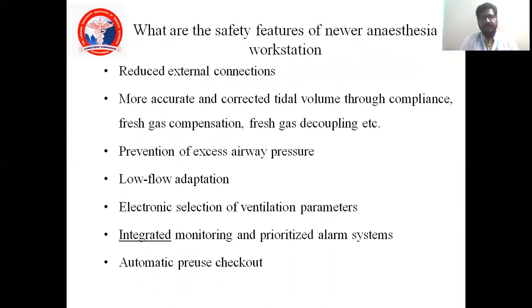And what are all the safety features of the newer anesthesia machine? It reduces external connections, gives more accurate and corrected tidal volume through compliance, fresh gas compensation, and fresh gas decoupling, etc. Prevention of excessive airway pressure, low flow adaptation, electronic selection of ventilation parameters, integrated monitoring and pressurized alarm system, automatic pre-use checkout. These are all the various safety features of the newer anesthesia workstation as compared to the older Boyle's machine.